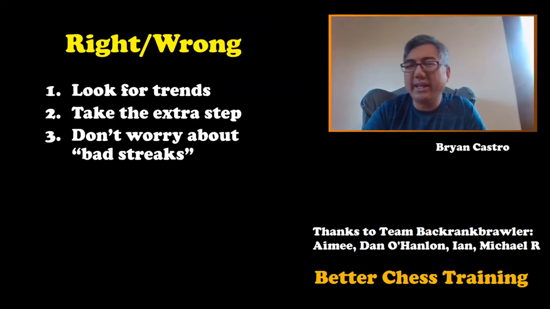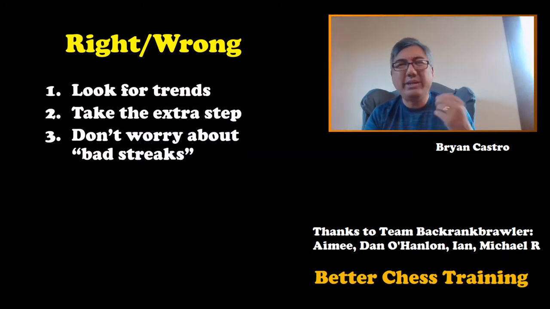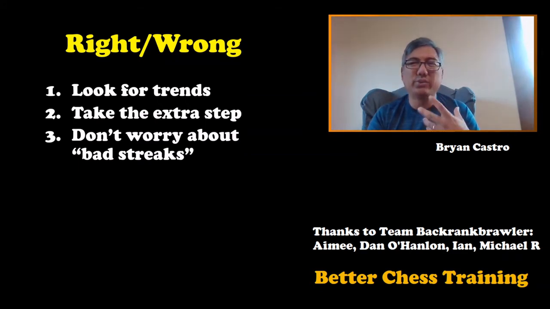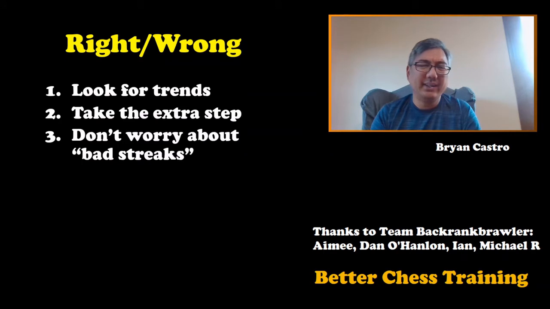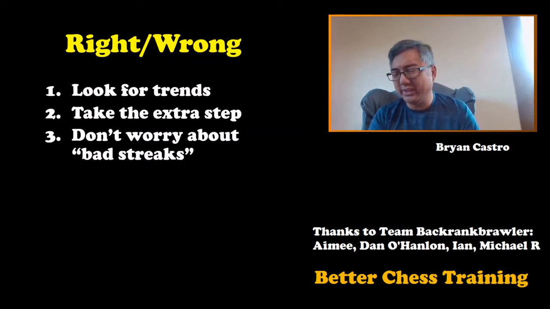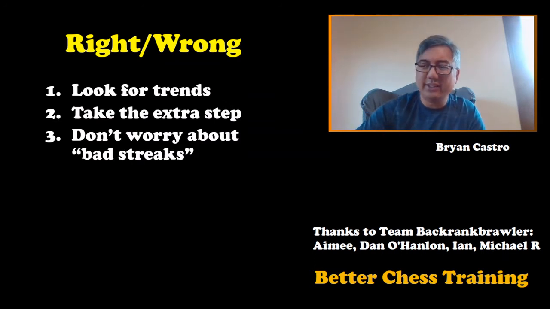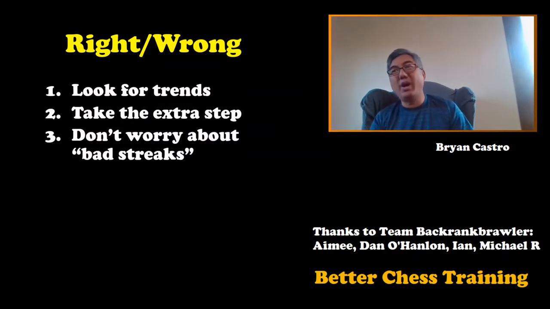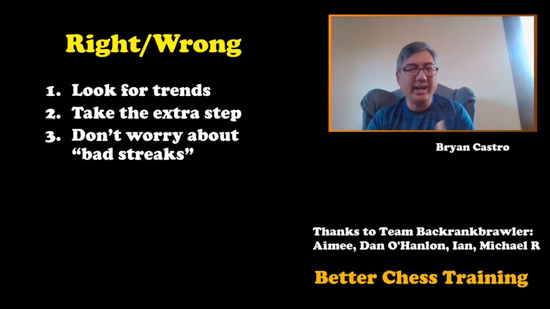With right or wrong, again, this is kind of the immediate response. If you do a tactical puzzle and you get it wrong, what you want to do is look for trends. For example, when I'm studying Chessable, maybe there's a specific opening where I'm getting a specific variation incorrect all the time. And so that's where we need to go the extra step and say, why am I getting this wrong? And maybe I need to study the specific purposes of the moves and why that happens.